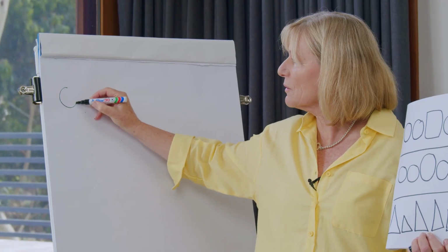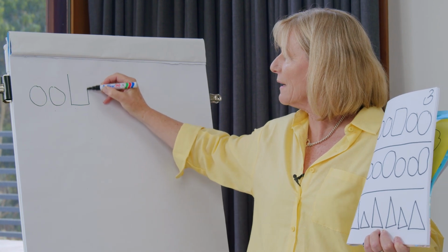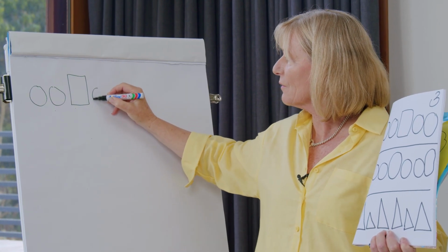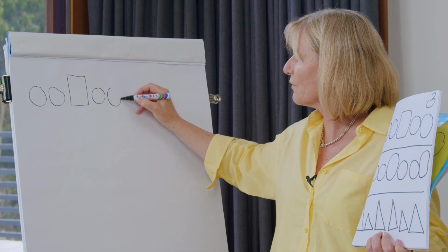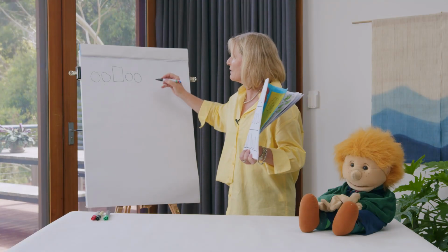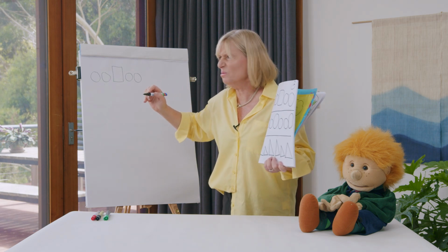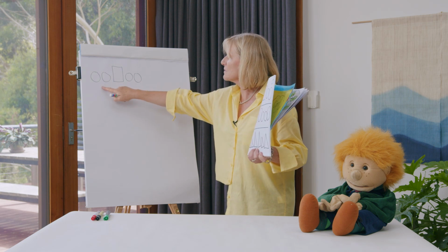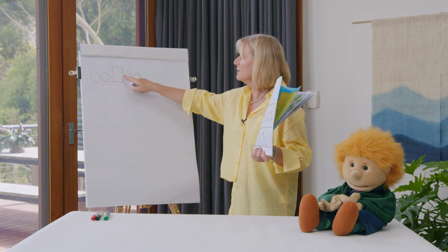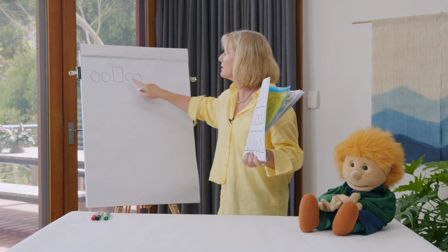So we had circle, circle, square, circle, circle. What comes next? Did you say circle? Circle, circle, square, circle, circle, circle. No, that's not right. Let's have another go.